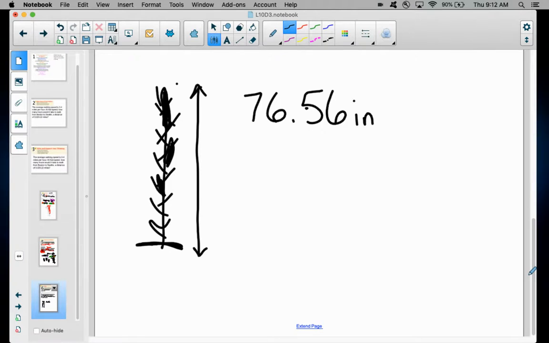Okay? This did not happen in a day. It took a long time to grow this, right? So it took 2,392.5 hours to reach that height. And they want to know the rate of growth per hour.